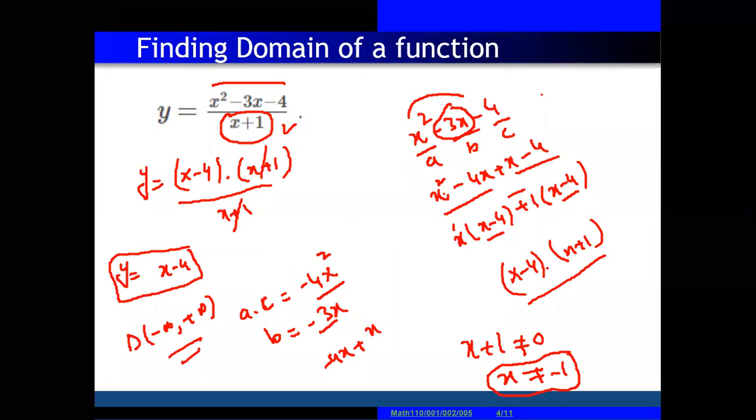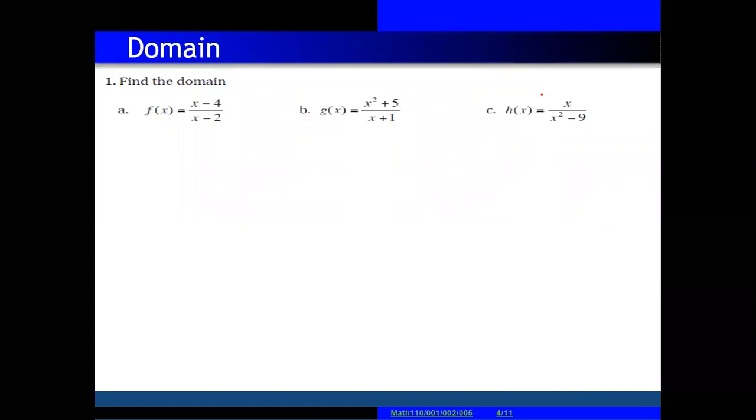Clear? Yes, thank you, sir, for the clarification. Okay. Who will tell me what will be the domain function for A?